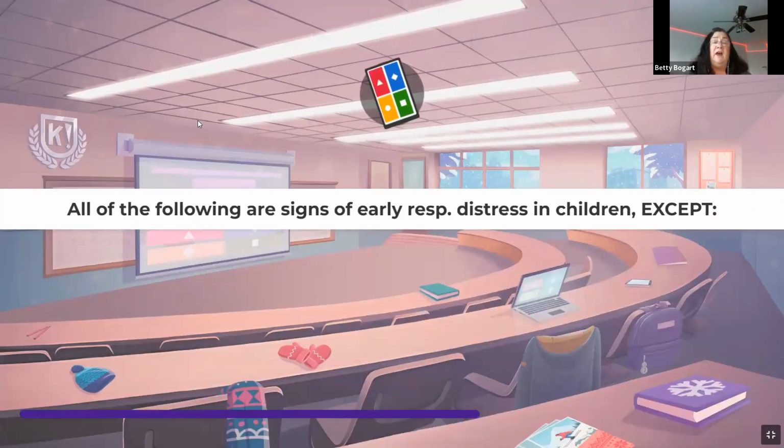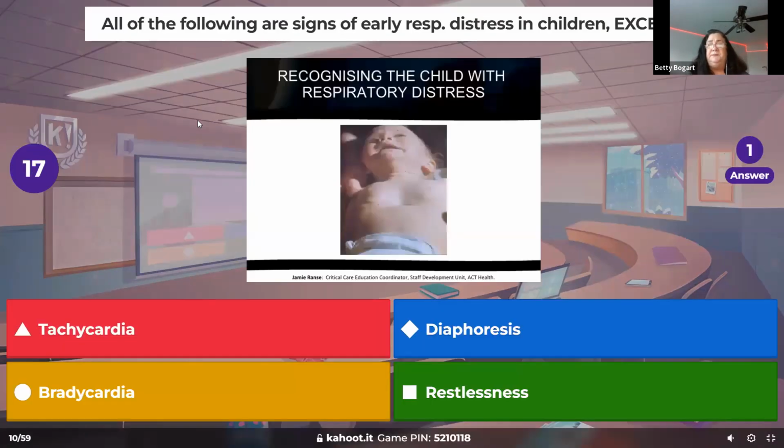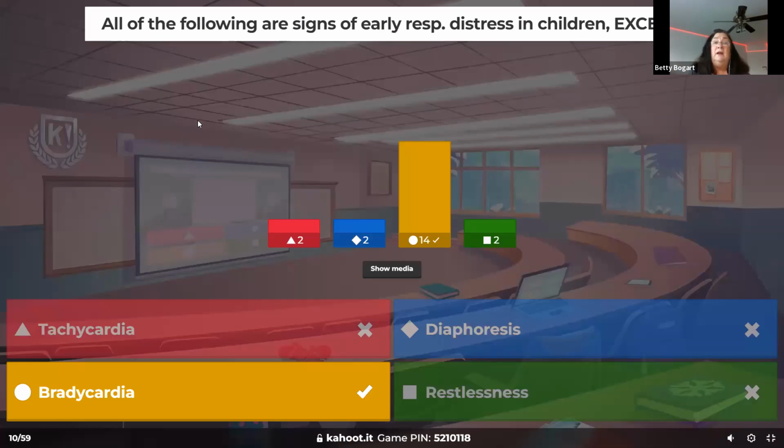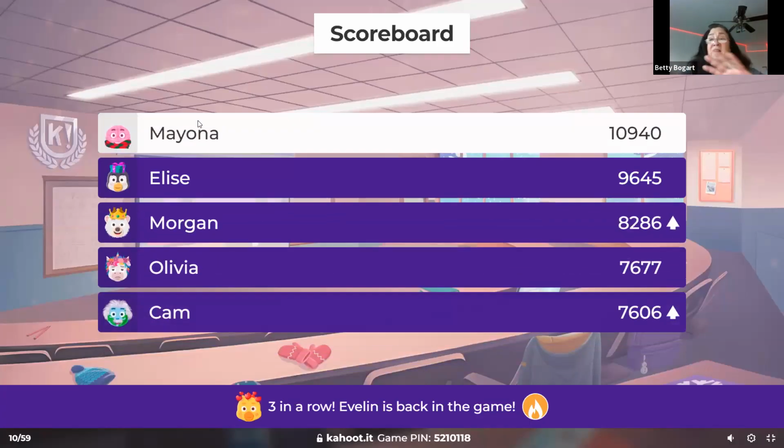All the following are signs of early respiratory distress in children, except... And if you see this, you better get this kid to the trauma room because this kid's going to crash. This kid's going to require intubation and now. And that's bradycardia. Respiratory distress, tachypnea, tachycardia, for sure. They're working so hard, they're diaphoretic, yes. And they're restless because they're hypoxic, okay? But bradycardia, it's the last thing that you see.